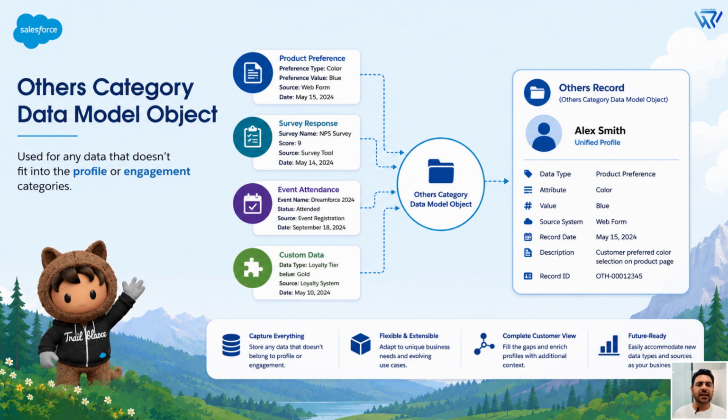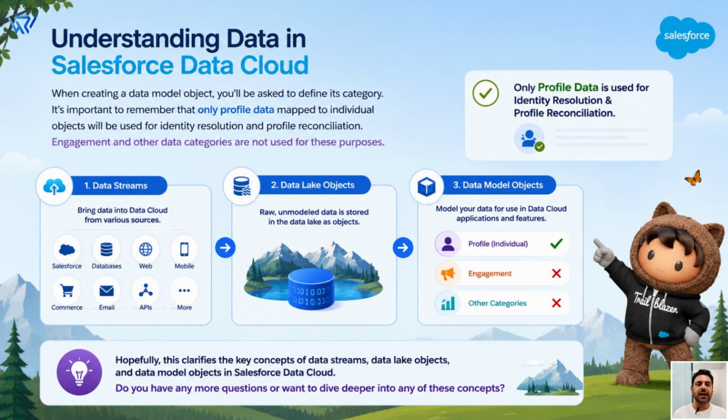Or if any data is not fit for profile and engagement, we can map it with others category data model object. While you create a data model object, you will be asked to define a category of that particular object. We have to understand that the profile data, which is mapped to individual objects, which is a profile category object, will only be used for profile reconciliation rules, identity resolution rules. The other type of data like engagement and others will not be used inside profile reconciliation rules.